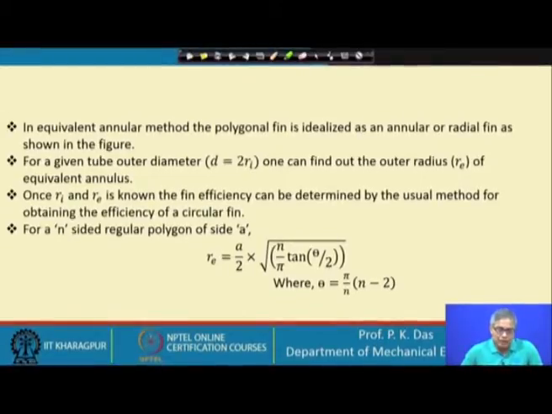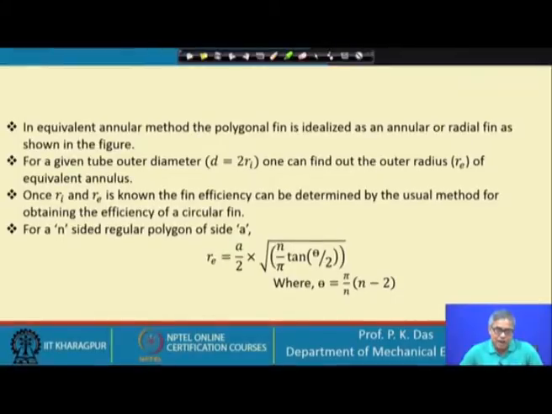In the equivalent annular method, or equivalent annulus method, that is also told in some of the books, the polygonal fin is idealized as an annular or radial fin, as shown in the figure. The figure we are going to show in the coming slides. So, basically we have got a polygon. That polygon can be replaced by an equivalent circle. What is meant by equivalent circle? The area of the polygon and the area of the circle will be the same.